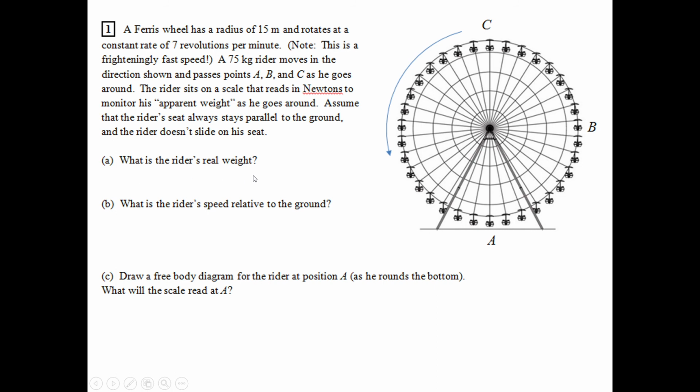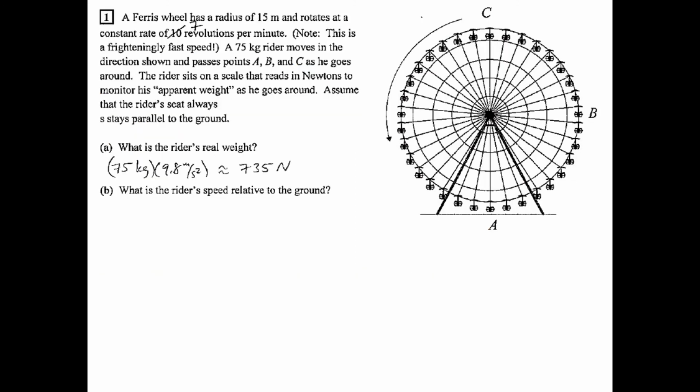I'm going to answer the first two questions together just to send you on your way. And then I'm going to have you try the questions that ask about position A, B, and C. Just remember, toward the center of the circle, v squared over r. What's the rider's real weight? Well, as long as you're near the surface of the Earth, it doesn't matter how you're moving, your weight is mg. And if you're asked for the direction, it's downward towards the center of the Earth. So 75 kilograms times 9.8 meters per second squared is 735 newtons. That's the rider's real weight.